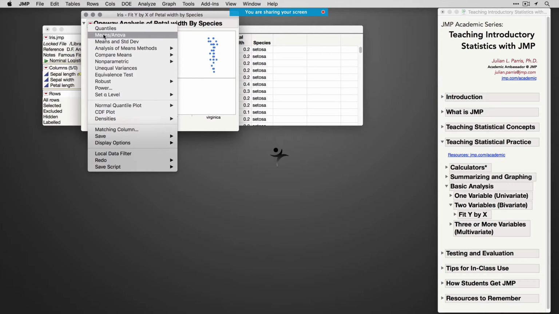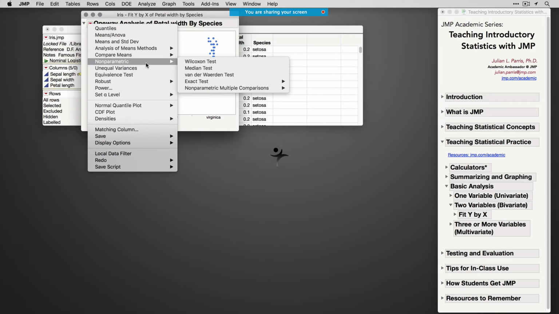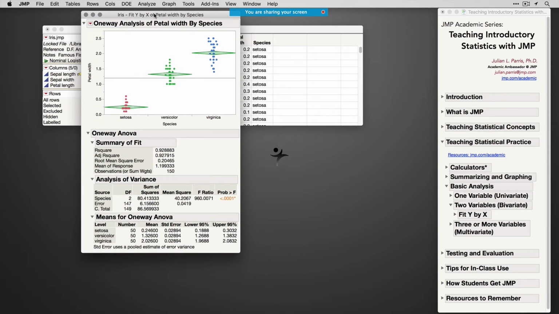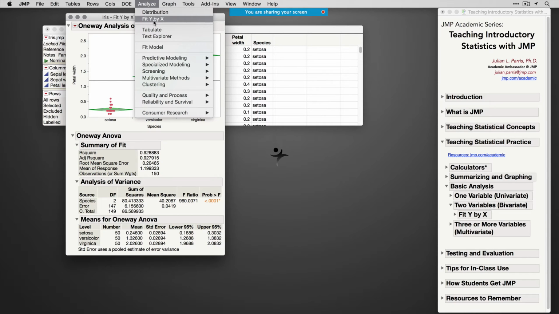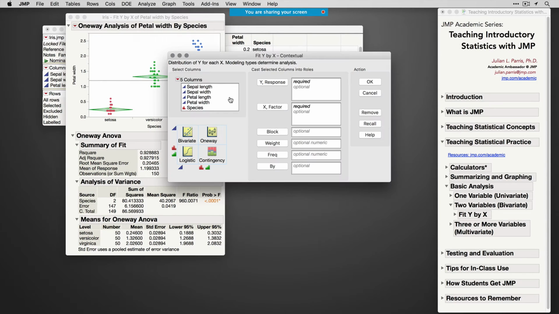So things like the means and ANOVA, things like comparing means with a Tukey or a student's t-test, or testing for unequal variances or equivalence testing, or even non-parametric tests. So if I turn on any one of these, they'll append to that output. And because JMP is contextually sensitive, if I go back to fit y by x, and let's say predict from something continuous, petal width, to sepal length, right? This is now a different context.